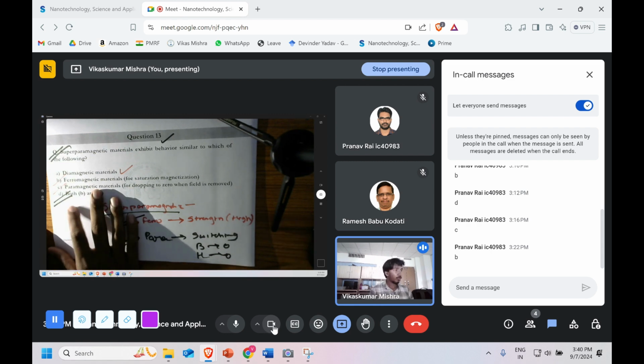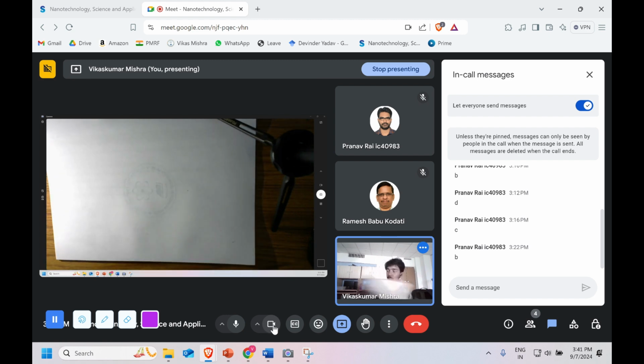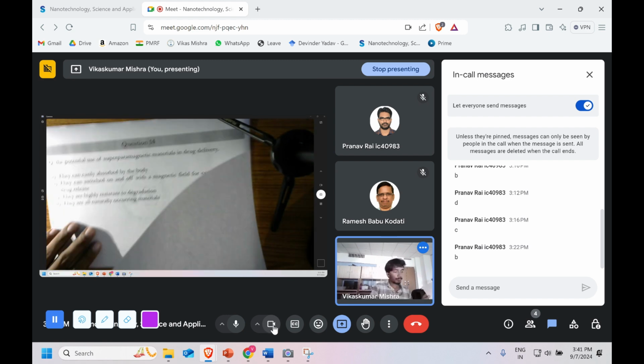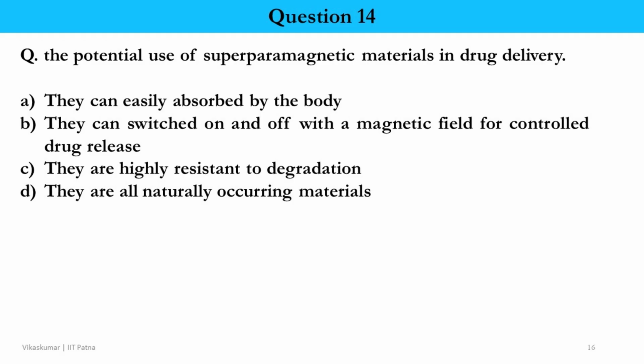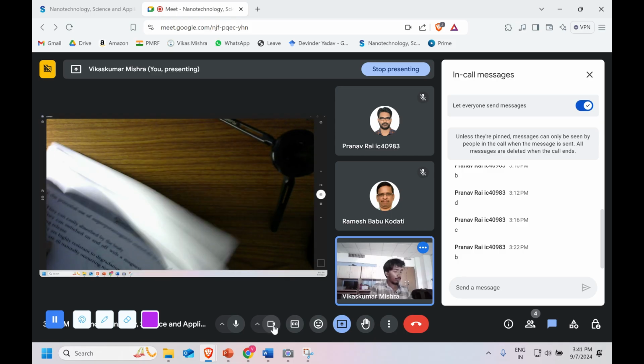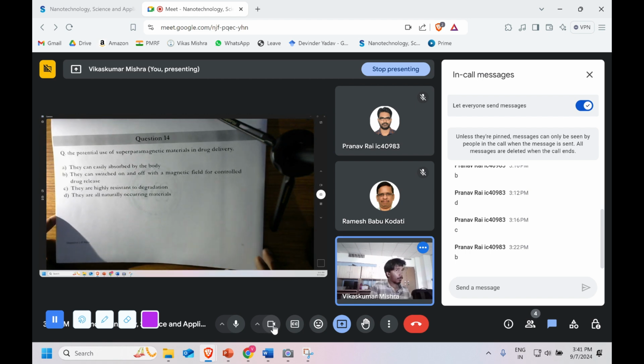Okay, let's move to the next question. Question number 14. The potential use of the superparamagnetic material in drug delivery.